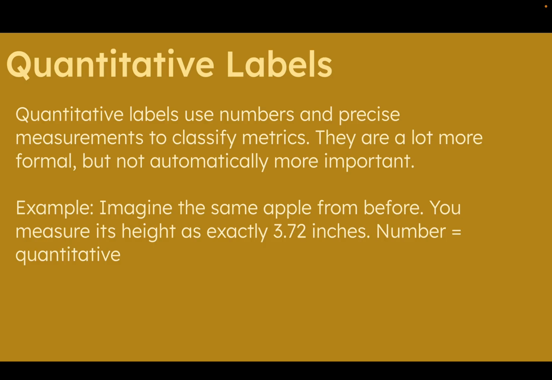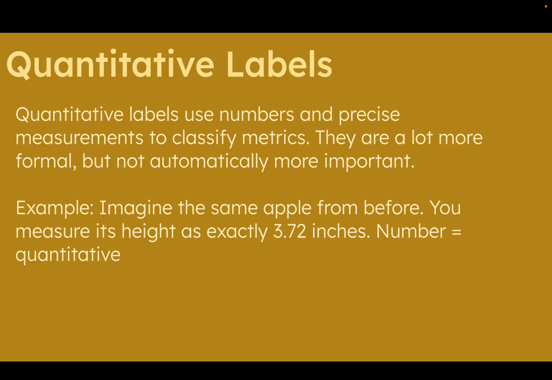Quantitative labels. Quantitative labels use numbers and precise measurements to classify metrics. They are a lot more formal but not automatically more important. Example. Imagine the same apple from before. You measure its height as exactly 3.72 inches.